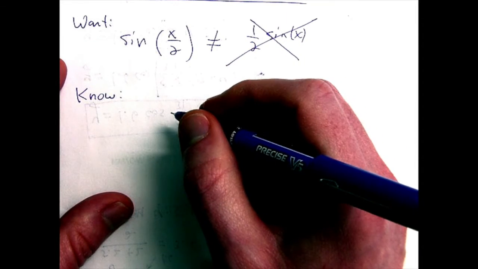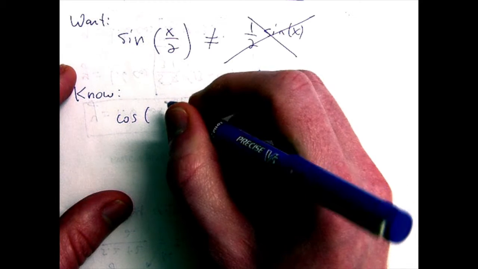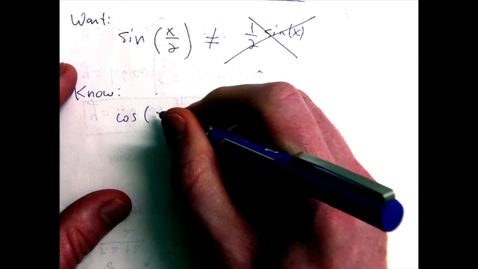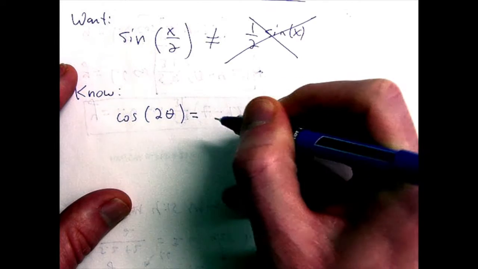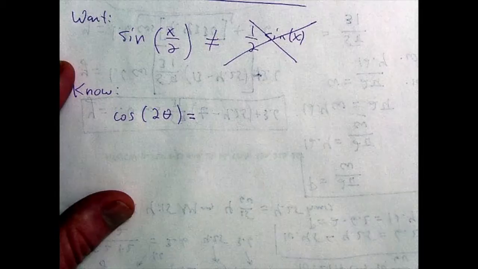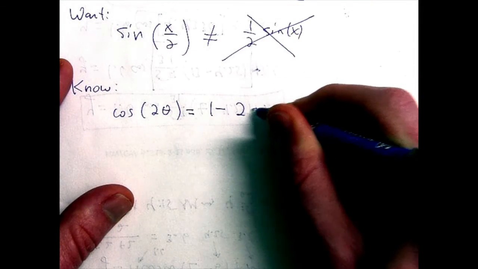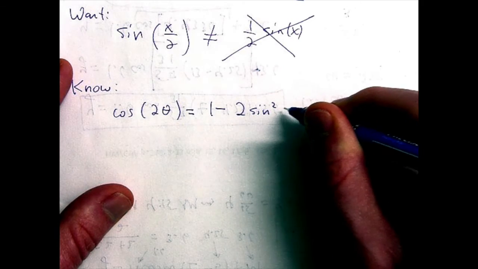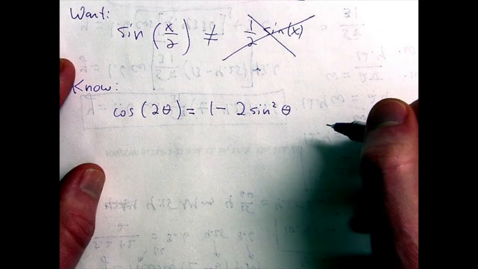What you should begin with is the double angle identity for cosine, which we just derived a moment ago, right? Cosine 2 theta. Now, if you remember, there are 3 different formulas for cosine 2 theta. You should start with this one. So start with 1 minus 2 sine squared of theta, right? So that's one of the double angle formulas for cosine.